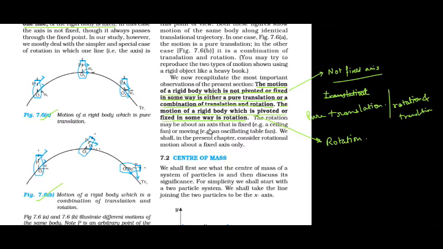The rotation may be about an axis that is fixed, that is a ceiling fan, or moving, that is an oscillating table fan. We shall in the present chapter consider rotational motion about a fixed axis only. So in this chapter we'll just consider the rotational motion about a fixed axis only.